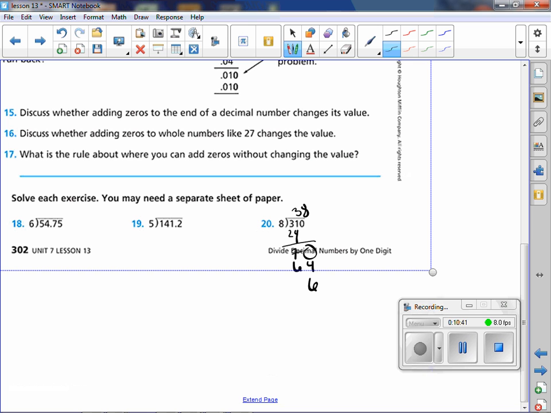I get my 6 when I subtract. I have to put a decimal in because I'm going to add a 0 because I want to keep going. 60 then divided by 8 is 7. 7 times 8 is 56. And I get a 4. I'm going to add another 0 because remember, it doesn't change that number. 8 into 40 is 5. So now I actually got my complete answer. If you're feeling like you need a little bit more practice, 18 and 19, try those out, and we will discuss them when you come back to class tomorrow.